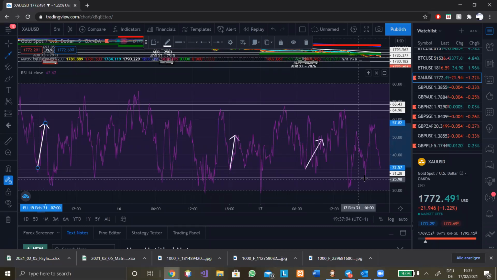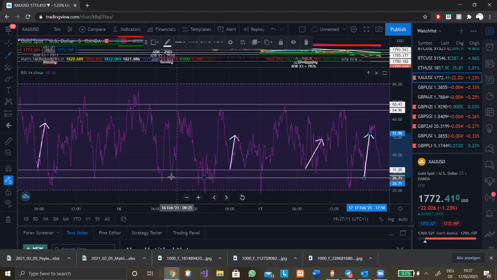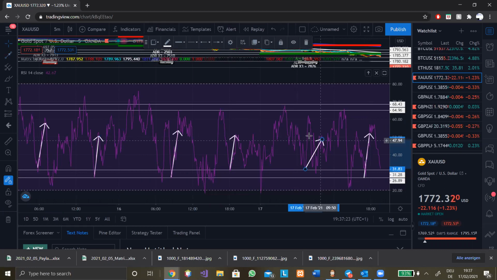And this one that I placed here was based on this rejection, massive one, based on this rejection, massive one, based on this rejection, massive. Easy and understood, right? Good. Those are buy opportunities.